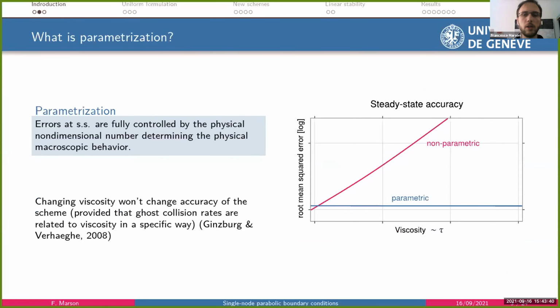What does parameterization mean? Well, a boundary condition that is parameterized has the characteristic that its error depends only on the non-dimensional numbers that characterize the flows. This means that, for instance, its error does not depend on viscosity or on the symmetric relaxation rate. The typical situation you will see is the one on the right-hand side in this graph, where for a non-parametric boundary condition, you will see that its error will generally increase, at least when increasing the viscosity.